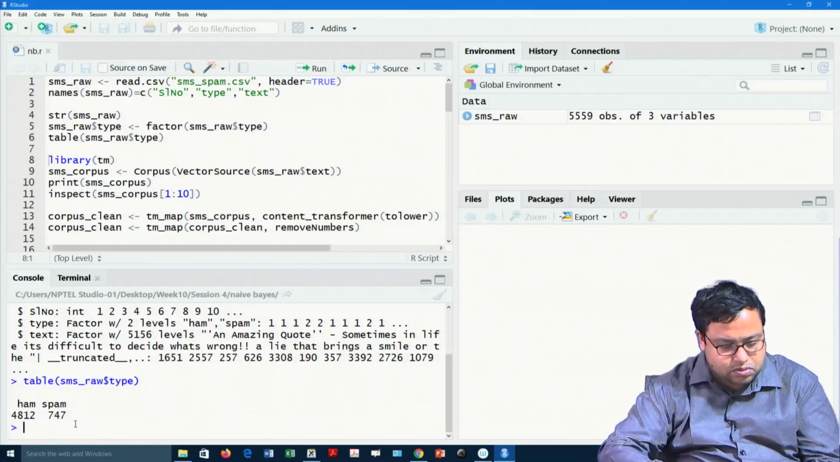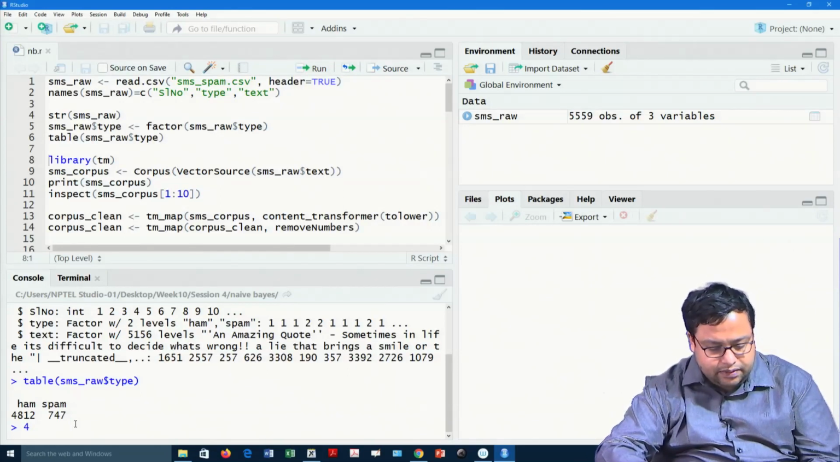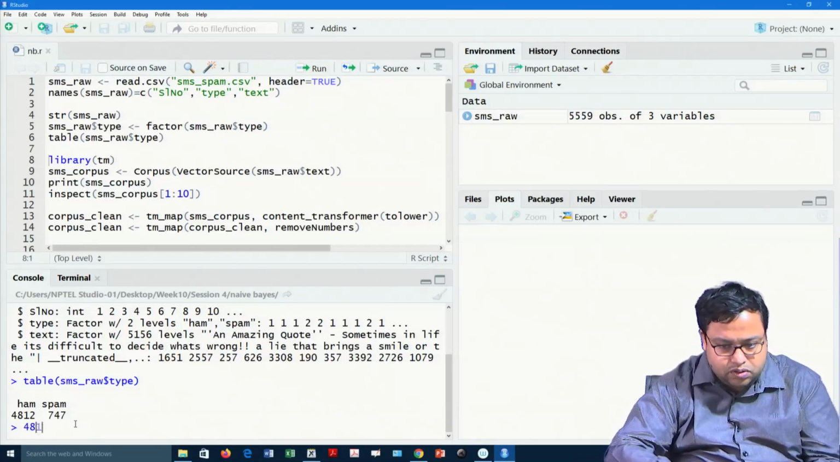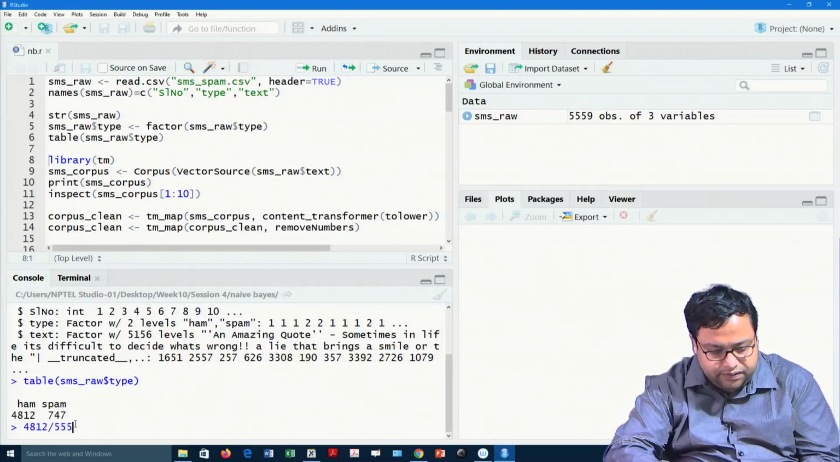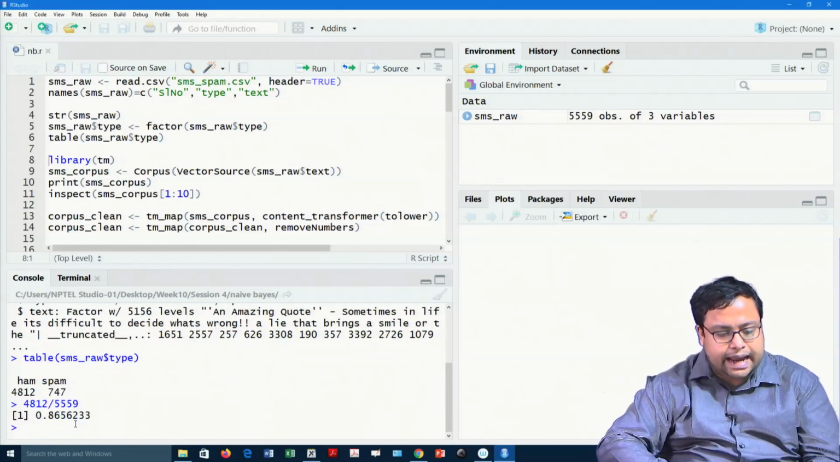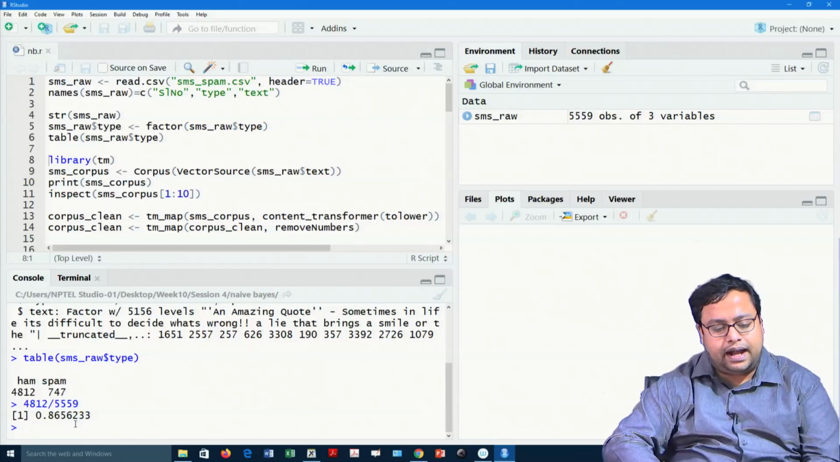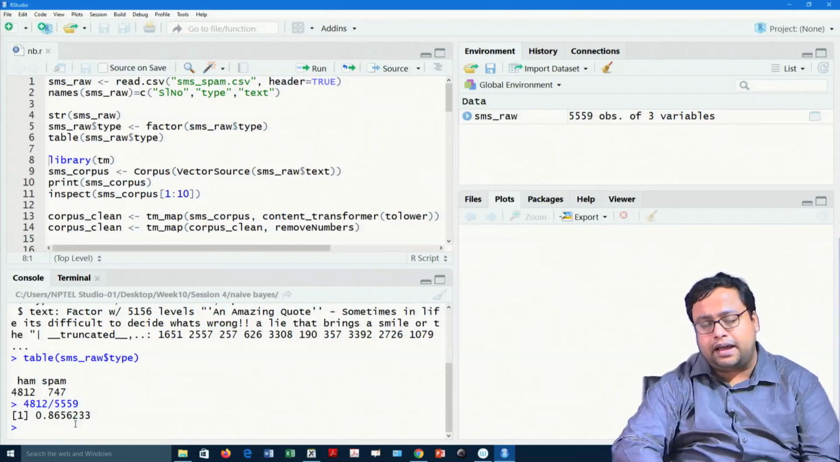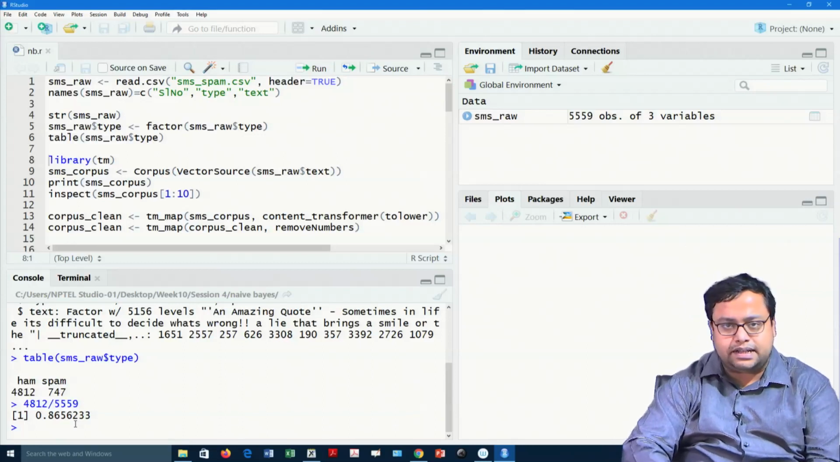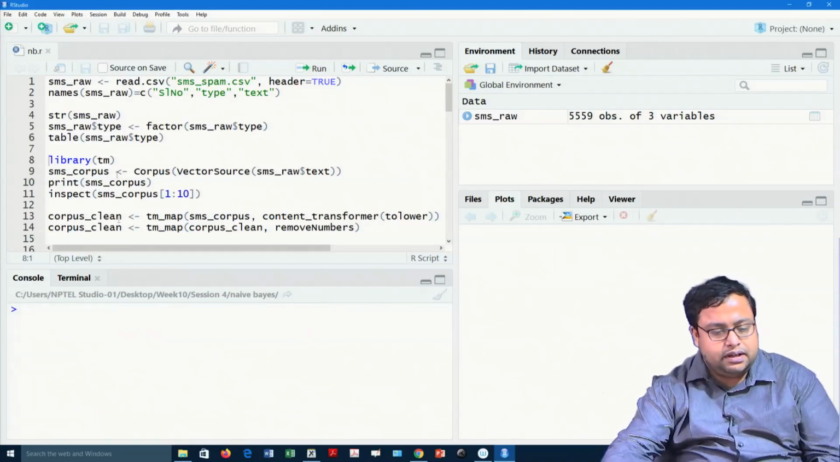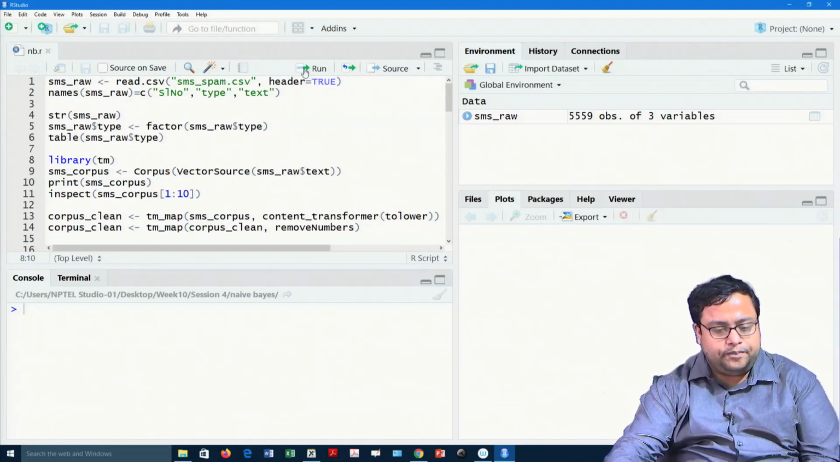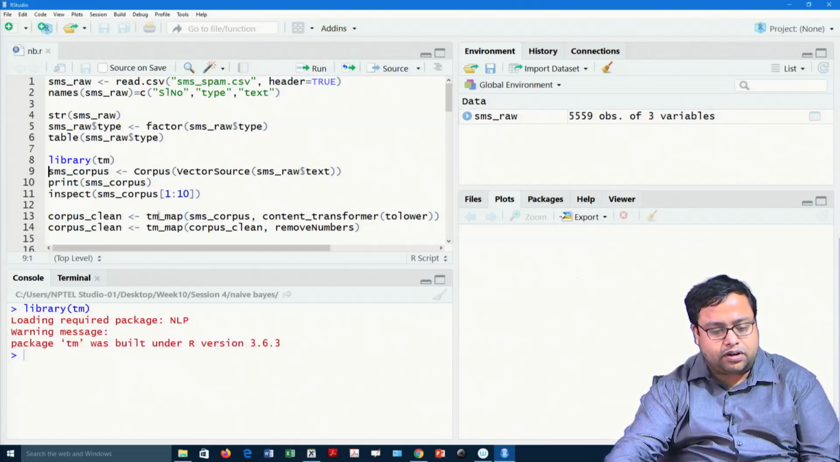So, to get an idea, 4812 divided by 5559 means around 86% ham and 14% spam, or 86.5% ham and 13.5% spam. Fair enough. Now, as usual, we call library tm and change the data to a corpus, as we have done before.